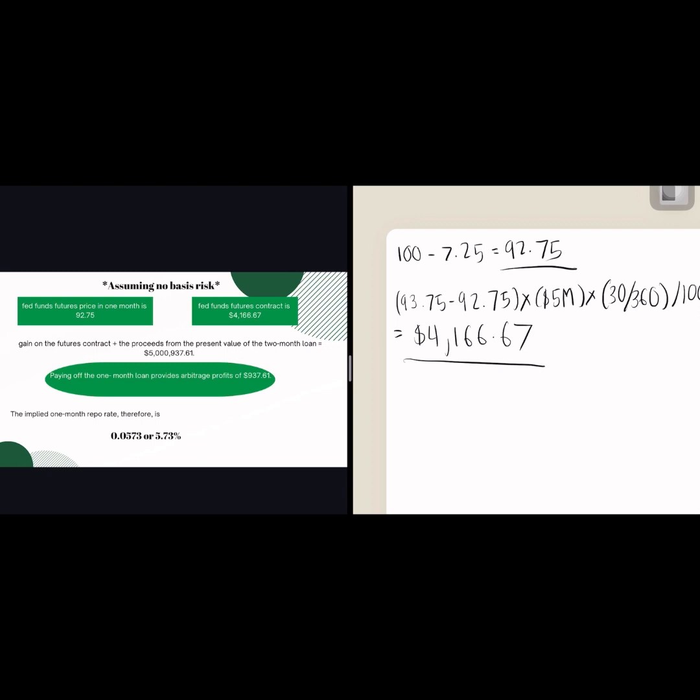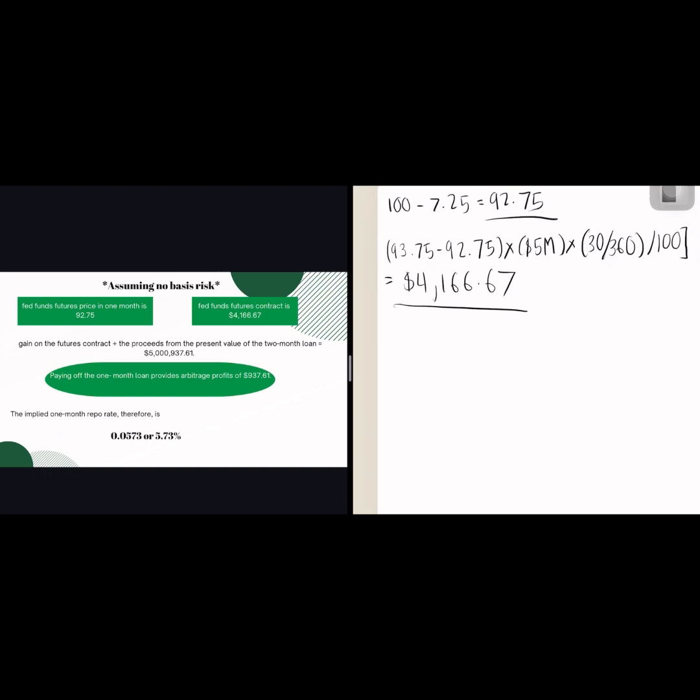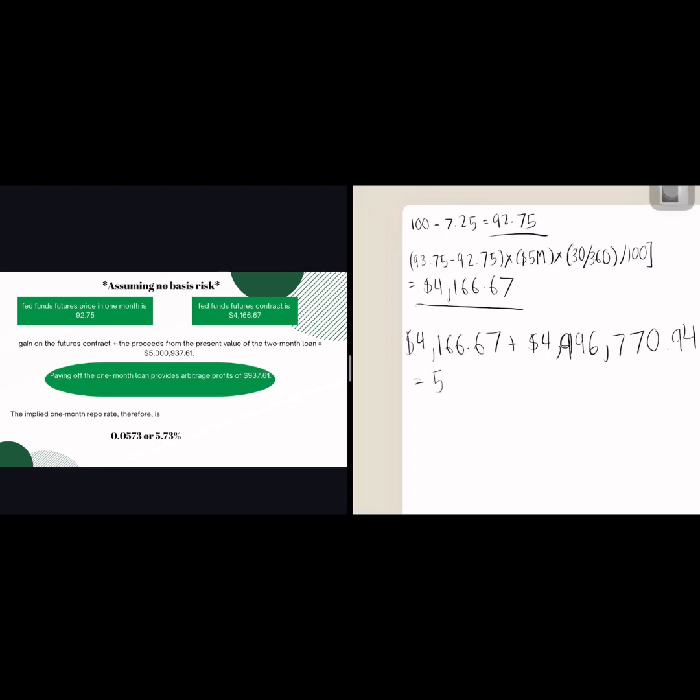Adding the gain on the futures contract with the proceeds from the present value of the 2-month loan, we have $5,000,937.61. So how did we get that? We just add the gain on the futures contract, which is $4,166.67, plus the 4,996,770.94, and we will get 5,000,937.61.